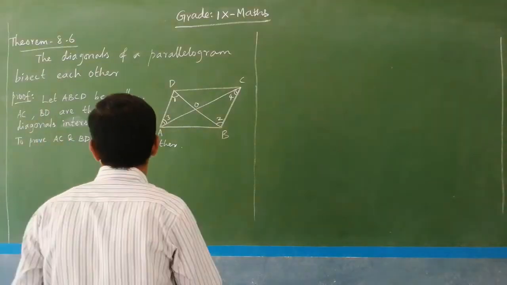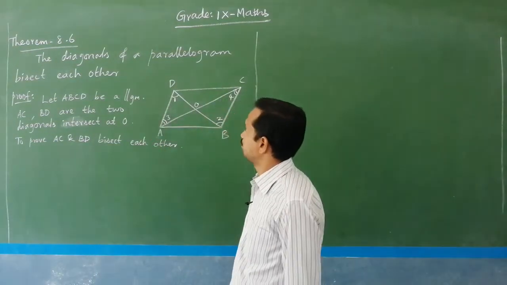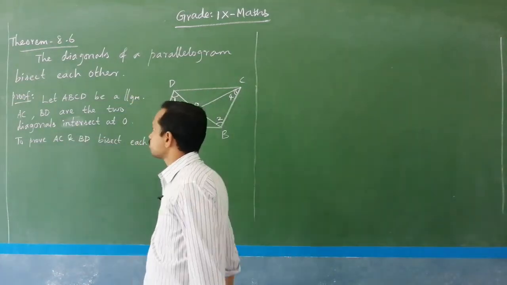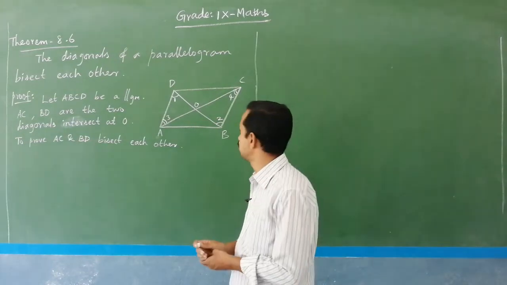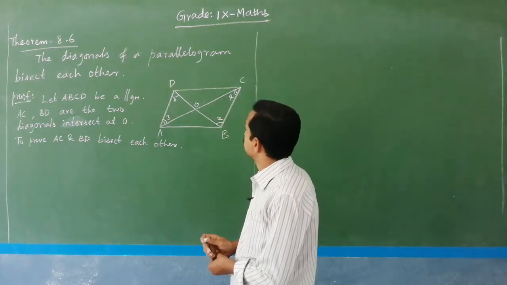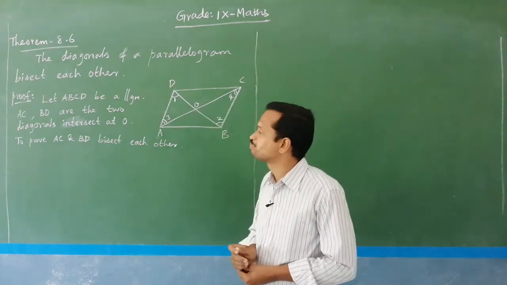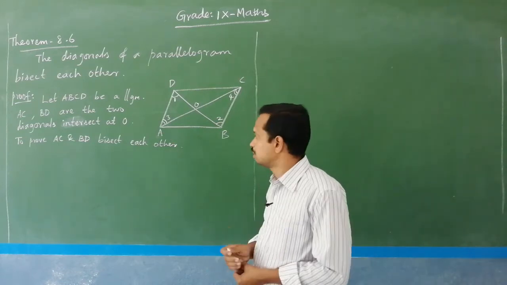So, now coming to theorem 8.6, the diagonals of a parallelogram bisect each other. You consider ABCD a parallelogram, and AC and BD are the two diagonals intersecting at O. You have to show that these two diagonals AC and BD bisect each other.